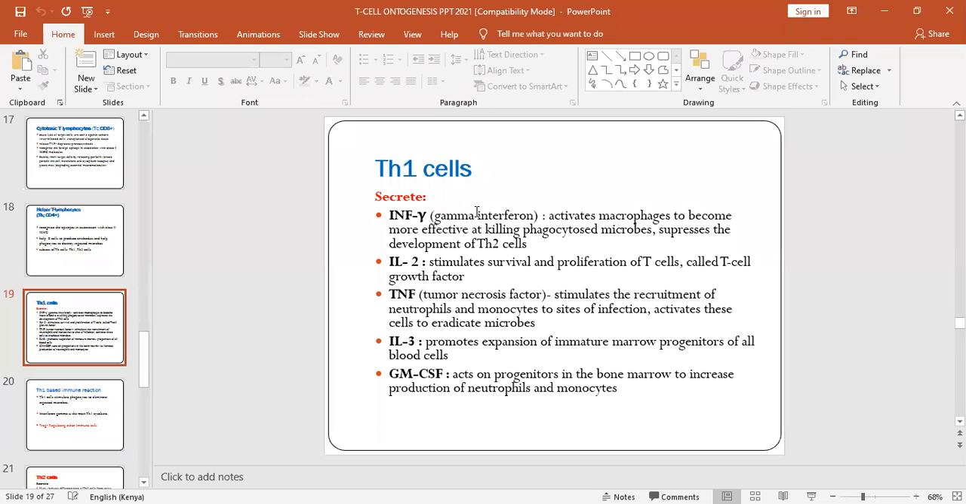The T helper type 1 can also secrete interleukin 2, which I said earlier on. You remember the development of CD25 or interleukin 2 receptor.